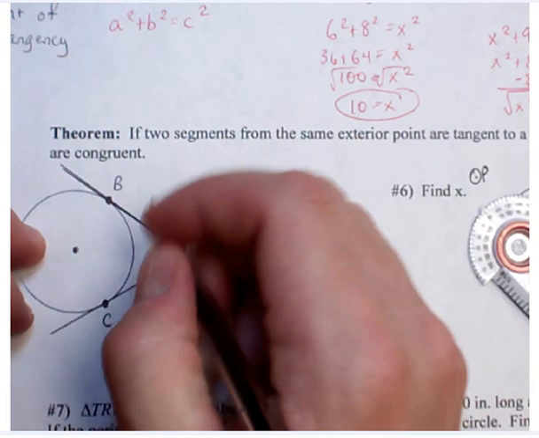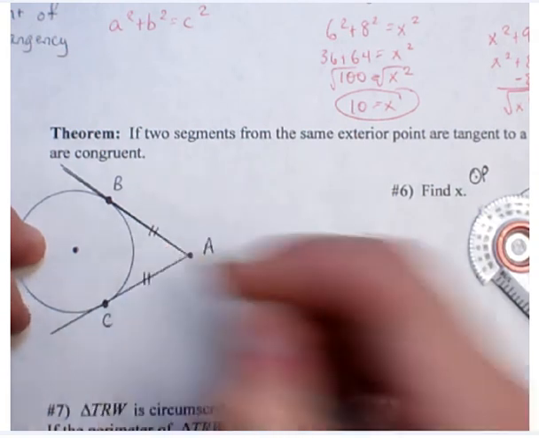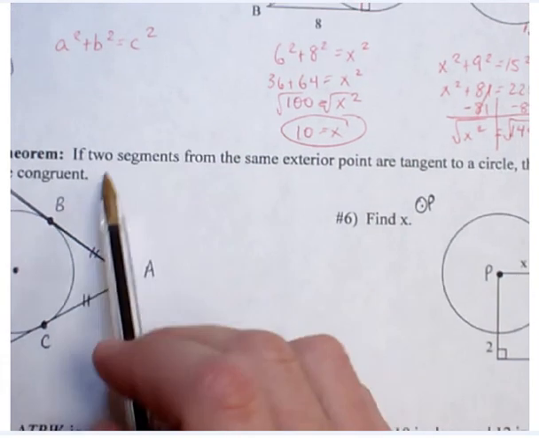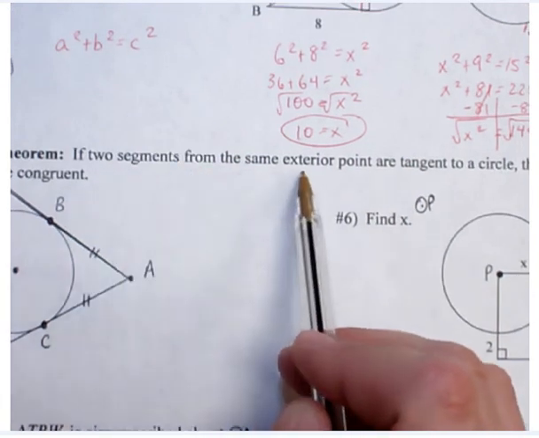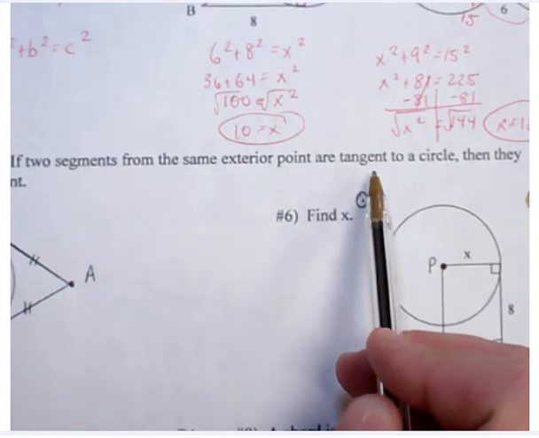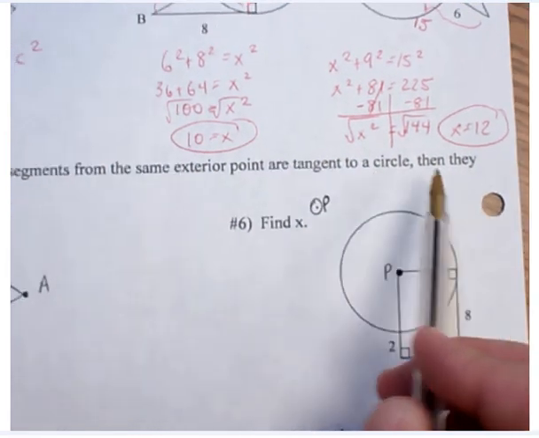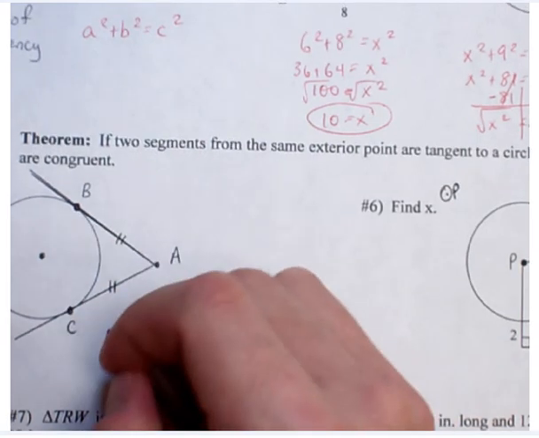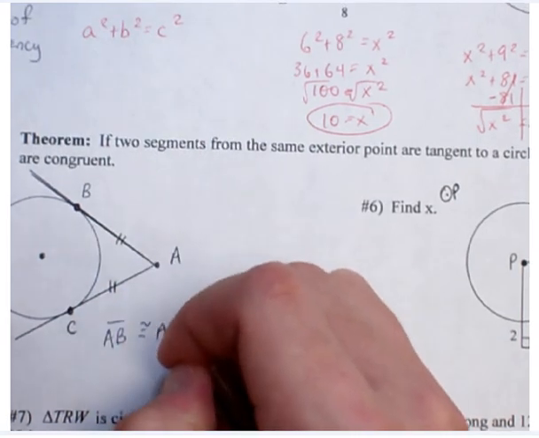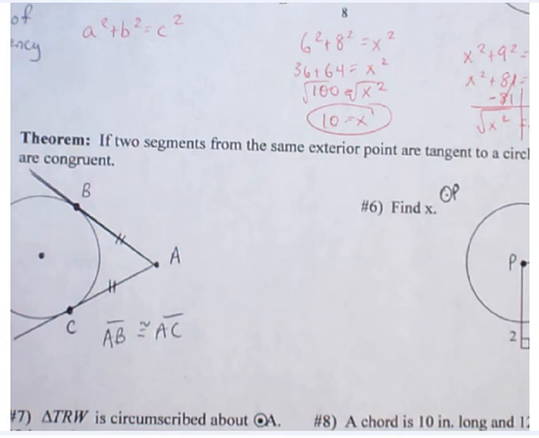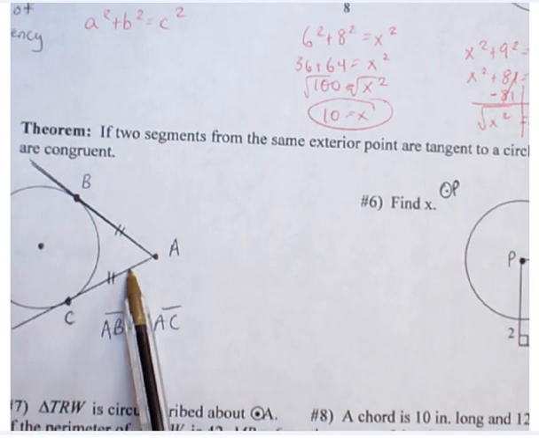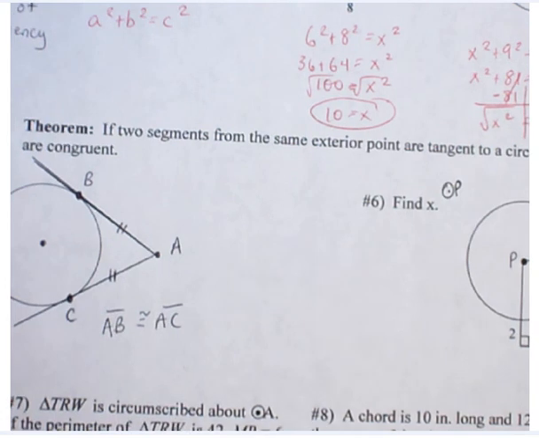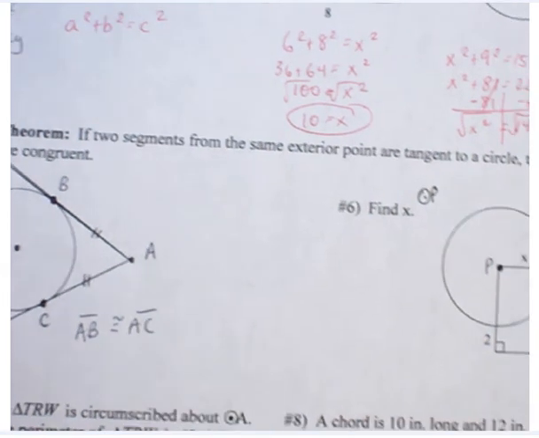So what happens here, these are both the same. They're congruent. And here's what the theorem says. If two segments from the same exterior point are tangent to a circle, then they are congruent. So segment AB is congruent to segment AC. That's always true if the two tangents are from the same outside point. And exterior means outside.